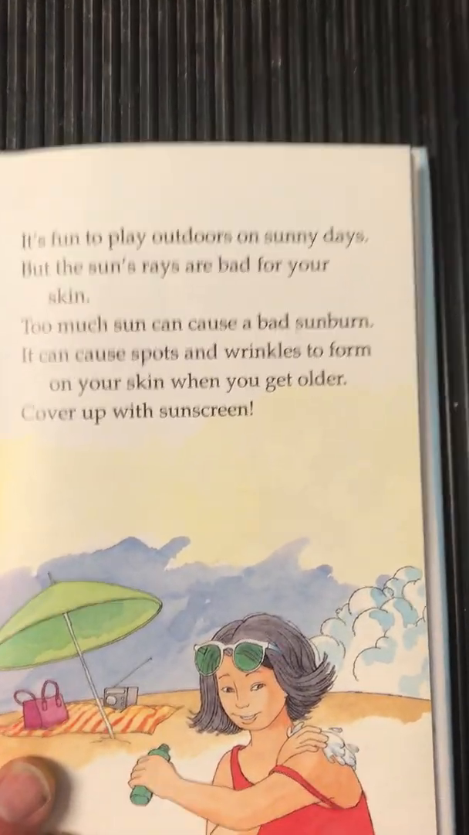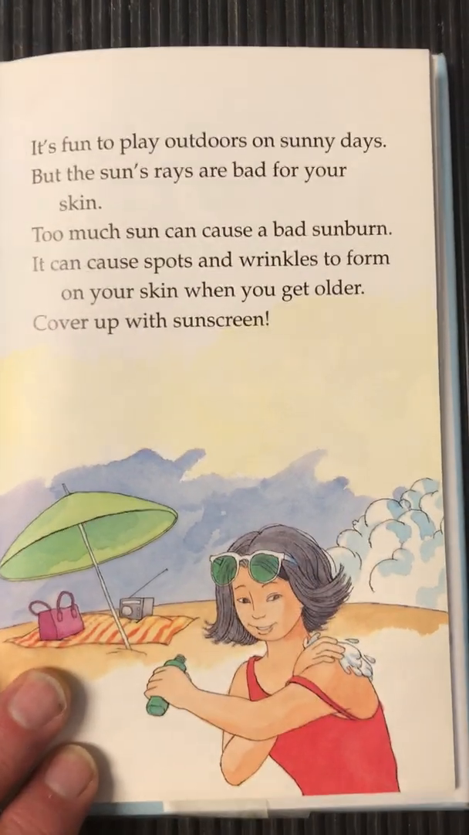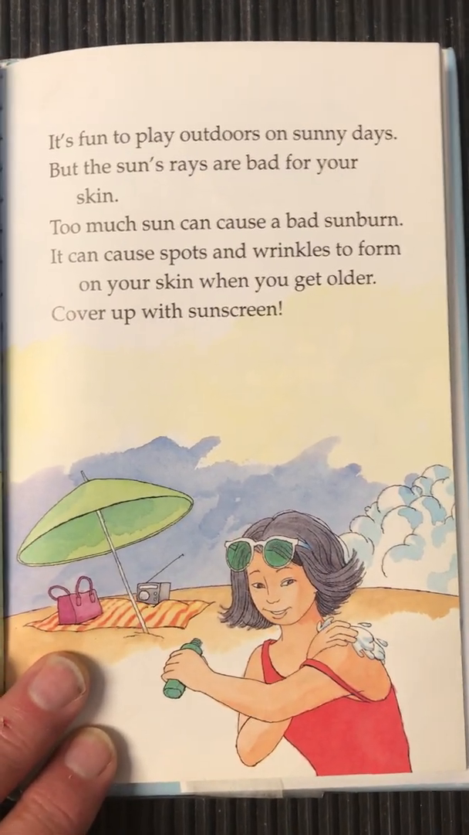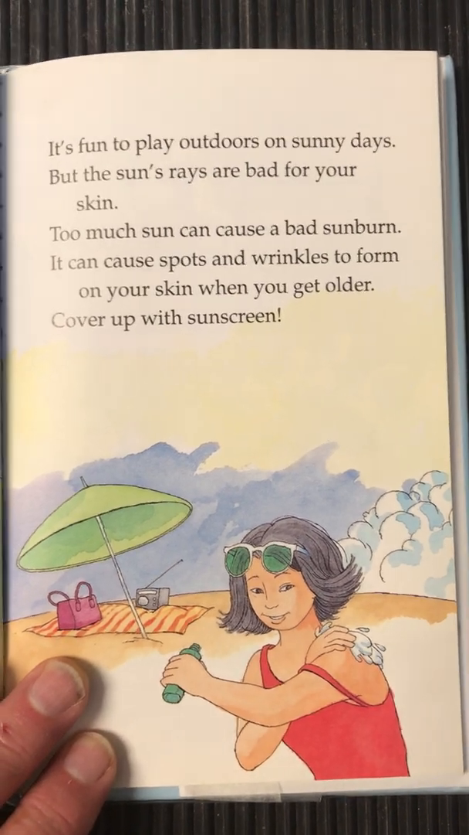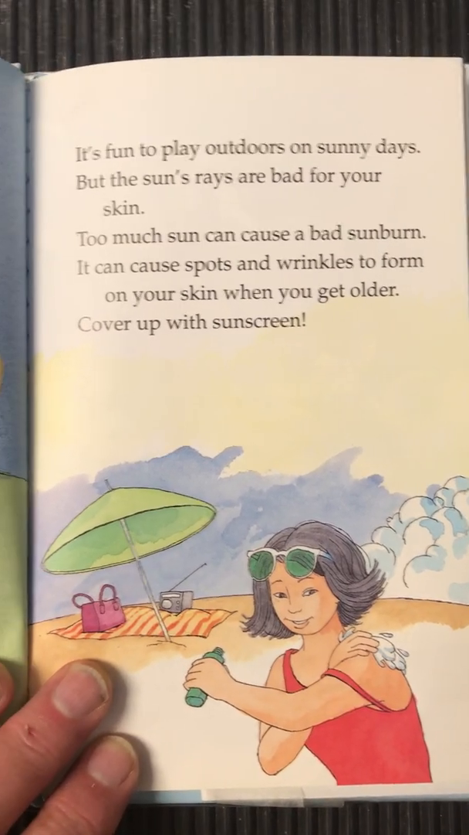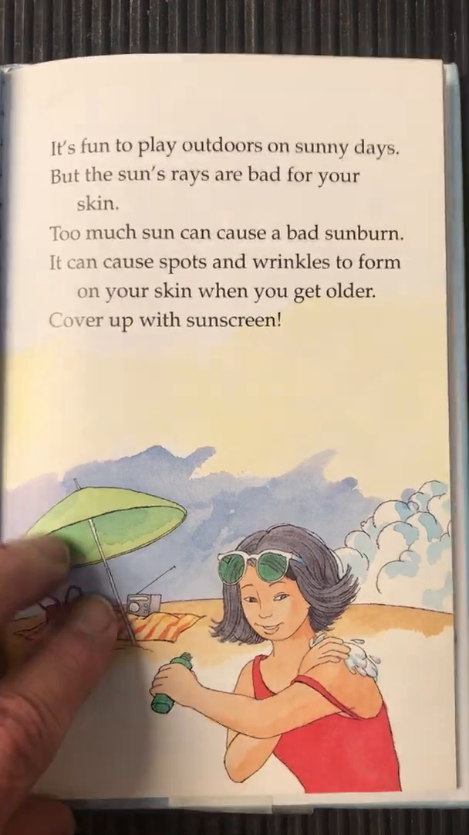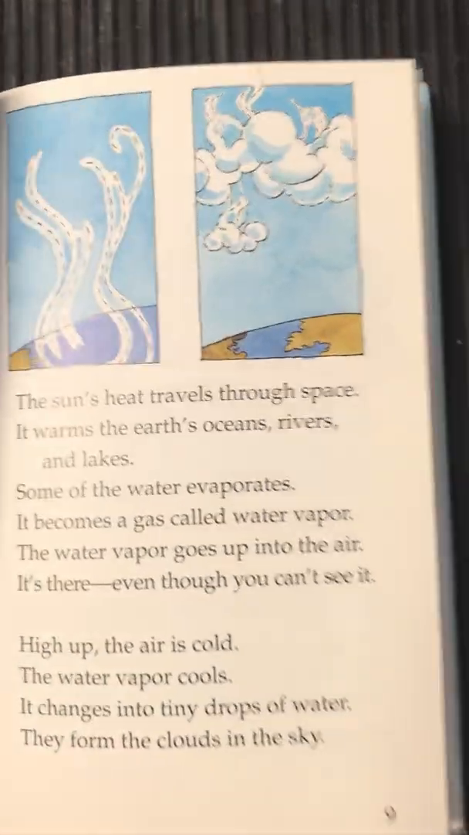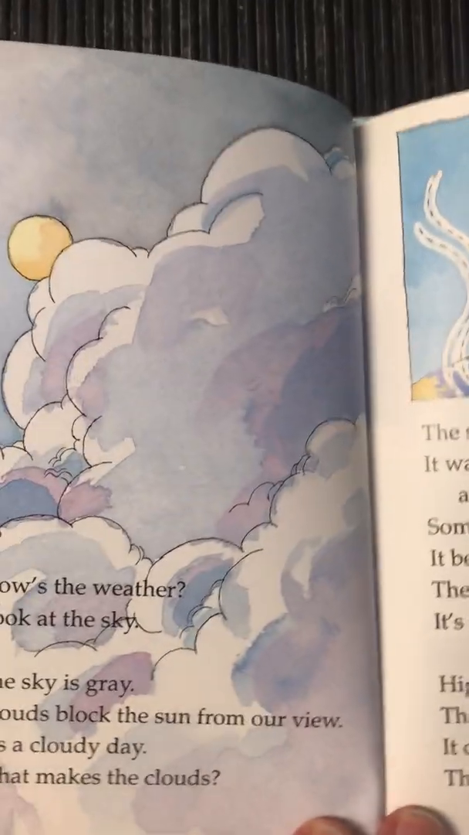It's fun to play outdoors on sunny days, but the sun's rays are bad for your skin. Too much sun can cause a bad sunburn. It can cause spots and wrinkles to form on your skin when you get older. Cover up with sunscreen.